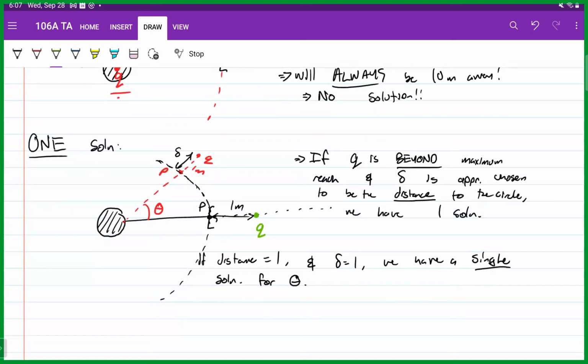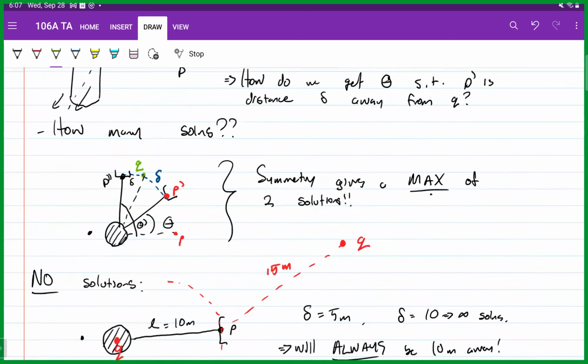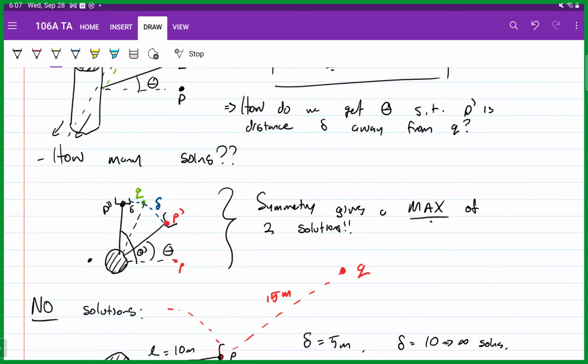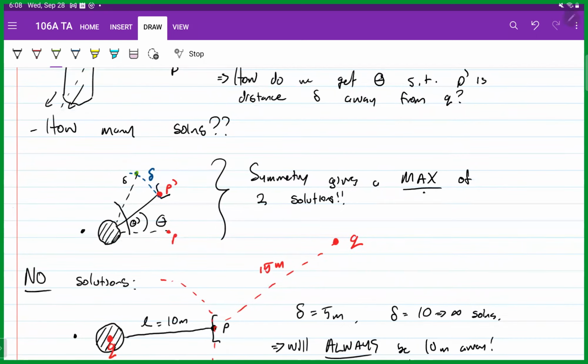Could I explain the maximum two solutions case again? Sure. What's happening in this two solutions case is, let me try this. Let's say we want to be a distance delta away from our desired point Q over here. One way we can achieve that is by moving our robot arm to this position, where we have this point P. But we know that another way we could be a distance delta away is to do the same thing, but on the other side.